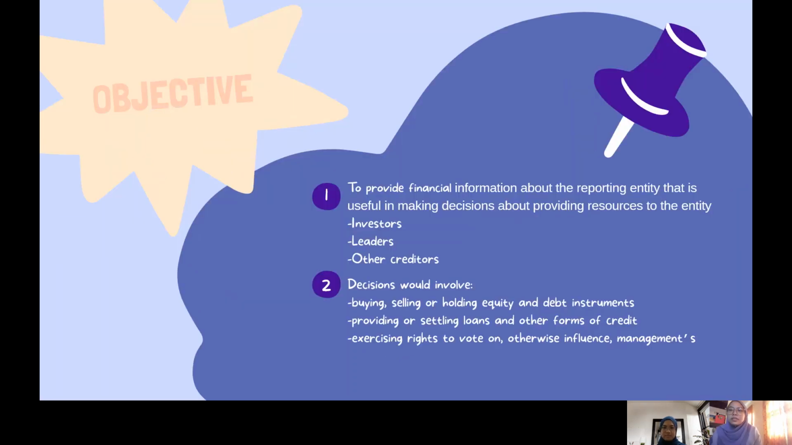In this objective, first, it is to provide financial information about the reporting entity that is useful in making decisions about providing resources to the entity itself. First are investors, lenders, or other creditors. The decisions involve buying, selling, or holding equity and debt instruments. Second is providing or settling loans and other forms of credit. Third is exercising the right to vote on, or otherwise influence, the management. Okay, next slide.